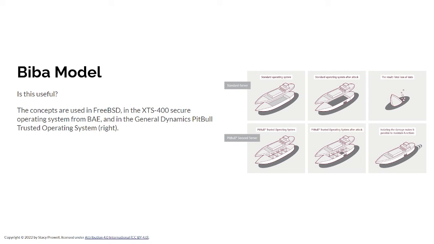The concepts in this model are actually used in FreeBSD and in the XGS 400 secure operating system and in General Dynamics Pitbull trusted operating system. Here's an image from there. A standard operating system is these chunks. Standard operating system after attack, you blow a hole in it, the whole thing sinks. But with our Pitbull trusted system, you blow a hole in it, it stays afloat. Damage is contained because of the way the system manages trust.